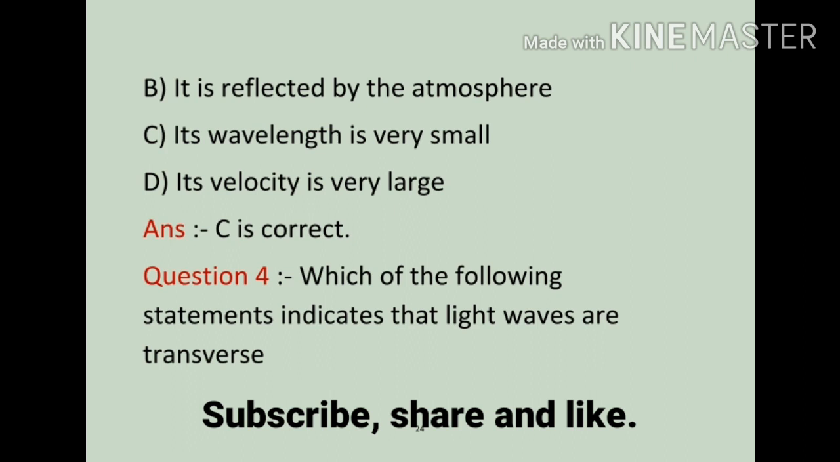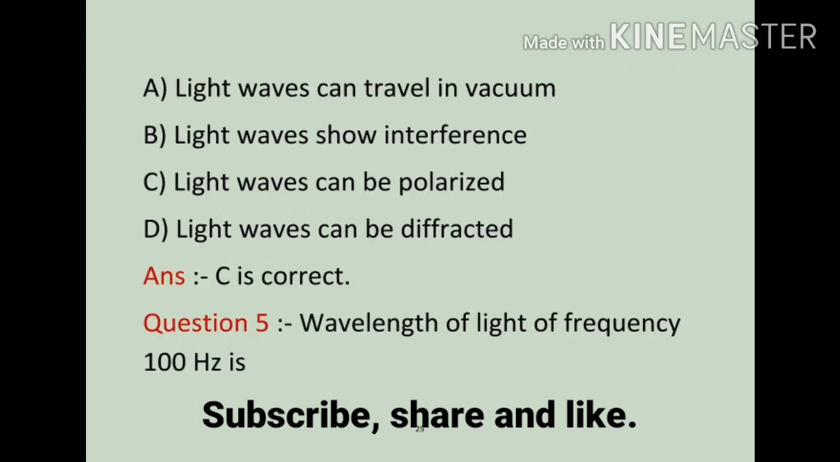Question 4, which of the following statements indicates that light waves are transverse? Option A, light waves can travel in a vacuum. Option B, light waves show interference. Option C, light waves can be polarized. Option D, light waves can be diffracted. So for this, option C is correct.